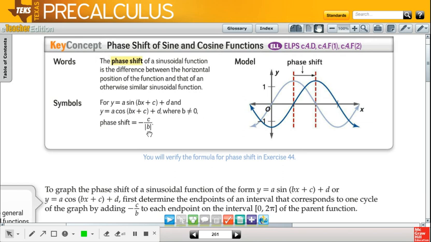So in order to find phase shift, you need to find the value of c and you need to find the value of b. For b, you have to take the absolute value in order to find your correct phase shift. If you don't take the absolute value, you may get the wrong value for phase shift. So be very careful with that.